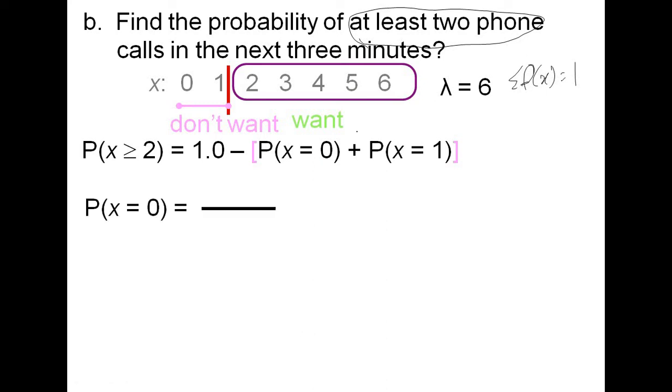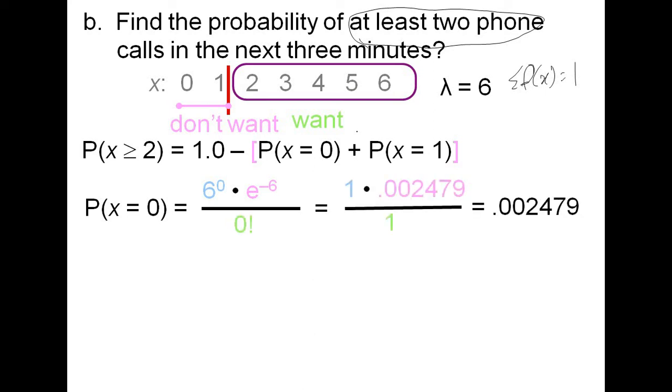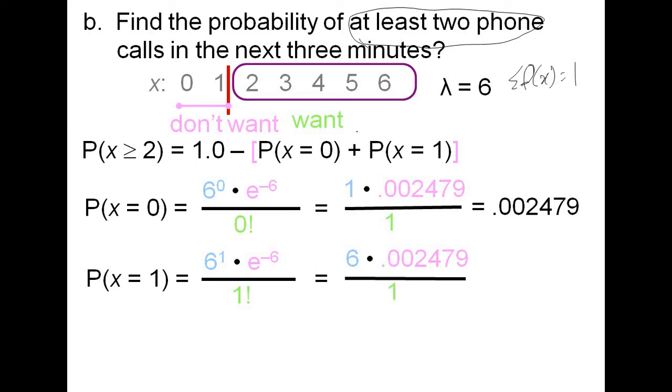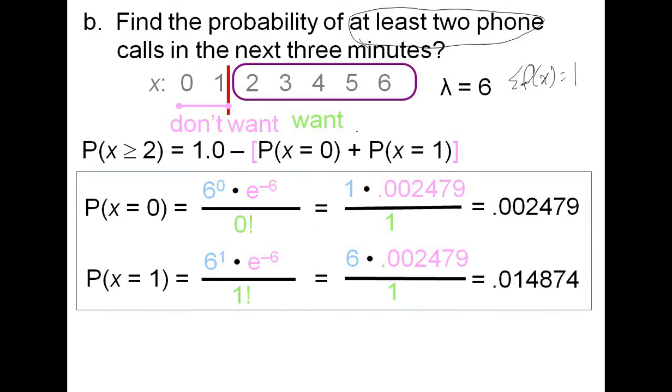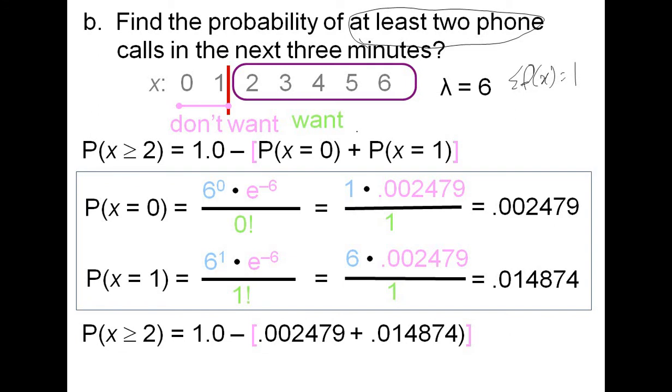Therefore, substitute when x equal to 0, we will obtain 0.2479. When x equal to 1, we will have 0.14874. When x greater than or equal to 2, then we can just use 1 minus when the event is equal to 0, or when the probability of the phone call is equal to 1, then we will have 0.982647. Okay, so this is method A.